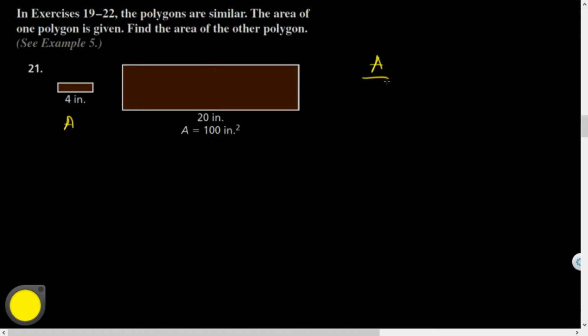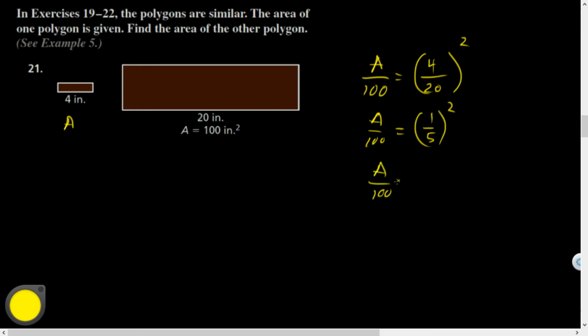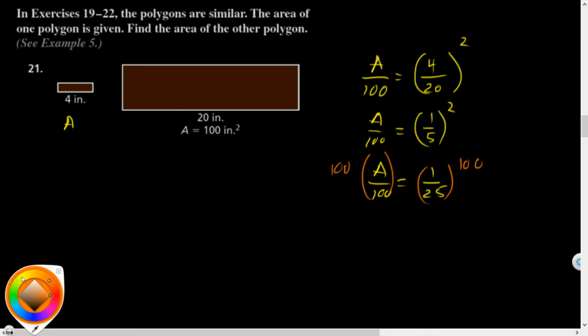So this area over 100 is going to be the square of the ratio of any of their linear dimensions. I did little over big for area, so I'll do little over big for linear dimensions here. So a over 100 is equal to 1/5, all squared. A over 100 is equal to 1/25. Multiply both sides by 100. And I get a is equal to 4.